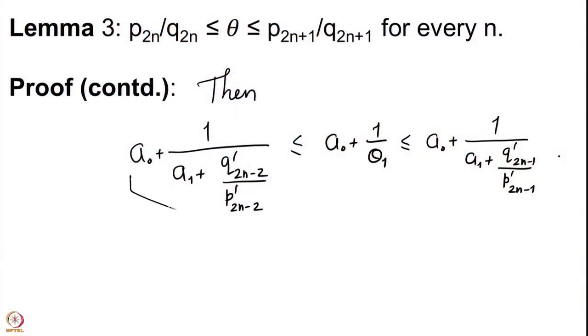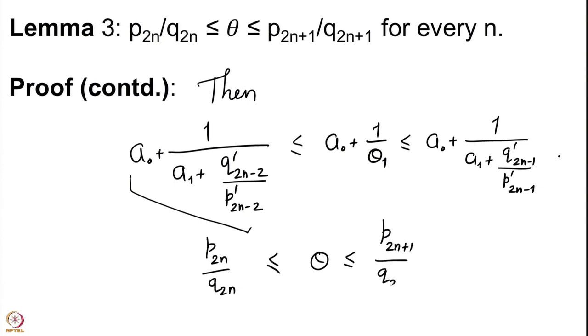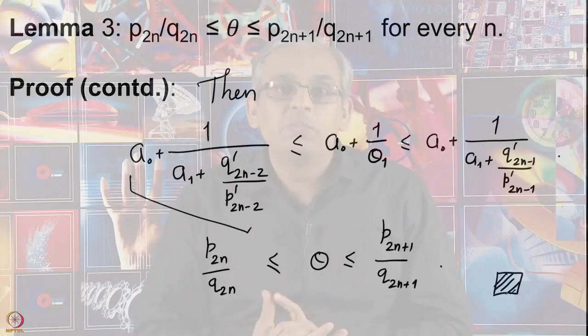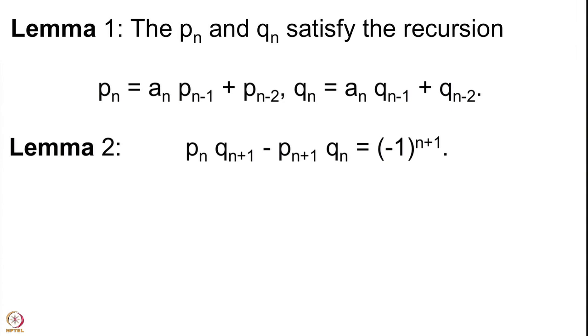Now, this is nothing but p2n upon q2n, this is nothing but theta. And this is nothing but p2n plus 1 upon q2n plus 1, which proves our result. So, we have proved our lemma, and we have also proved the result assuming our lemma. Note of course that we have still to prove these two lemmas. We will prove these two lemmas, and then we will go on to see how the continued fraction expansion convergents give a good approximation to our theta. Thank you very much.